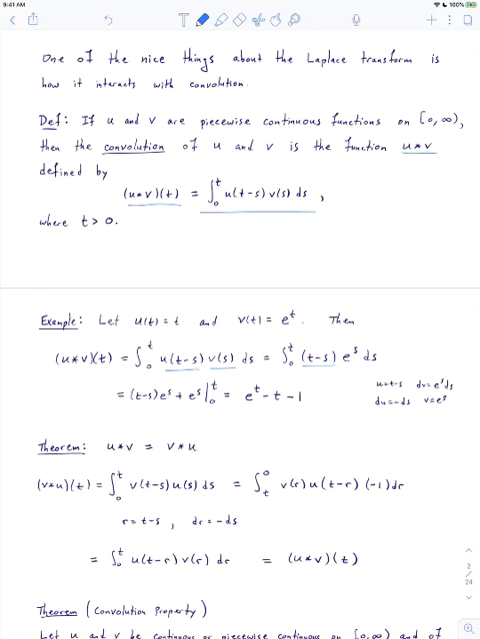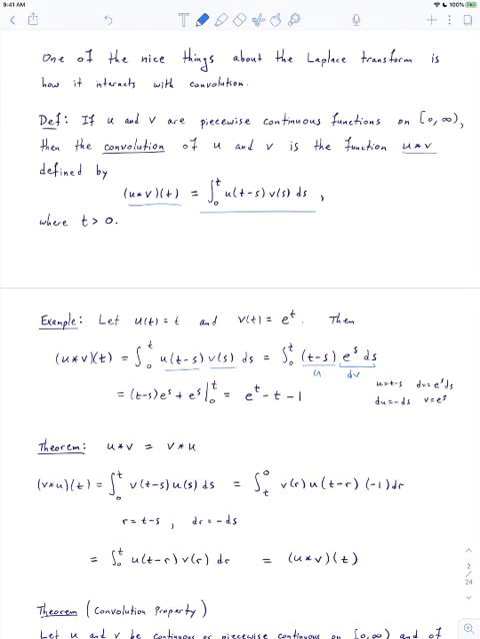So this is an integral that will require integration by parts, but it's a very straightforward one. You let u be equal to t minus s and dv be e to the s ds. So this is your u, this is your dv, and a little bit of integration by parts will give you that this convolution is e to the t minus 1. So that's an example of convolution.